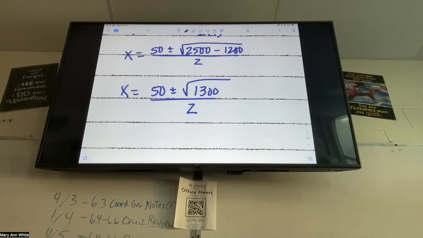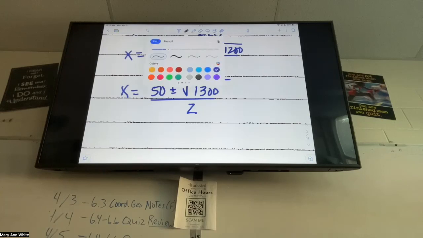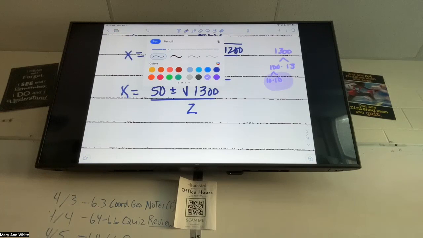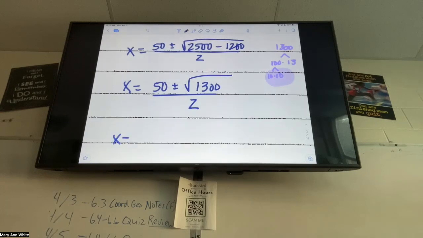All right, we'll put in our calculator in a second, but I want to simplify this first. We've been doing a lot of radicals with geometry, so I'm ready to simplify it. Does anyone have any questions so far? I know that 1,300 can break down to 100 times 13, and I know 100 is a perfect square of 10, and 13 doesn't break down. So this is going to be 10 root 13. And we can't forget the 50, the plus or minus, and then the 2 in the denominator.